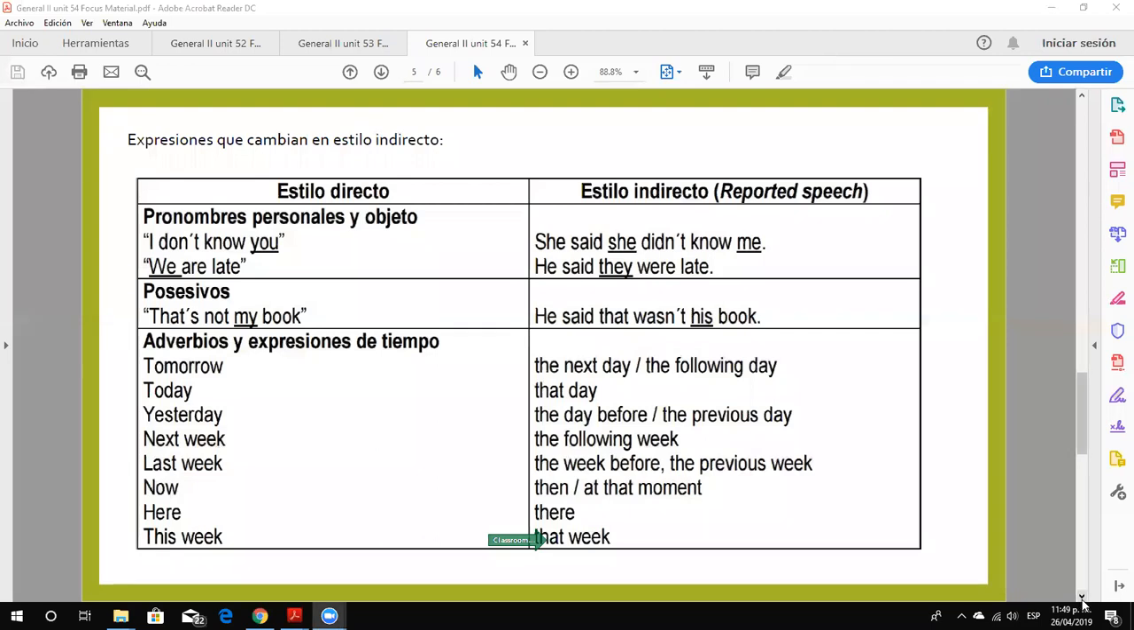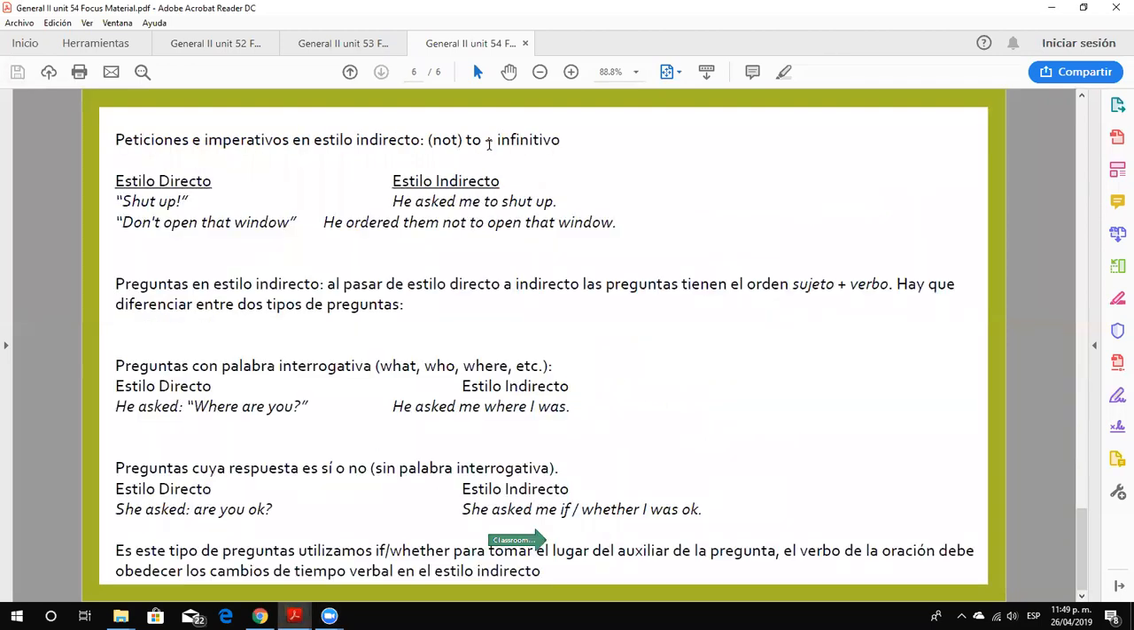All right, let's go to the next one. Okay, now we are going to talk about requests and imperatives in indirect speech. The structure we are going to use is "not" plus "to" plus infinitive. Direct speech: "Shut up." Indirect speech: "He asked me to shut up." "Don't open that window." "He ordered them not to open that window."